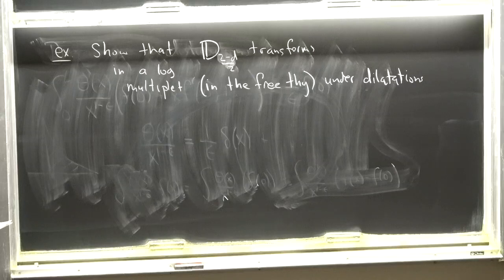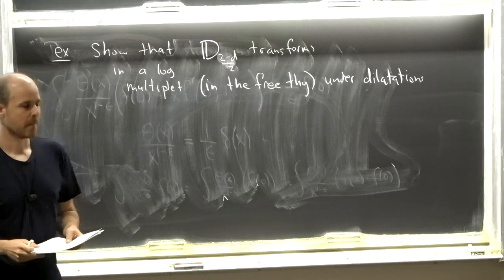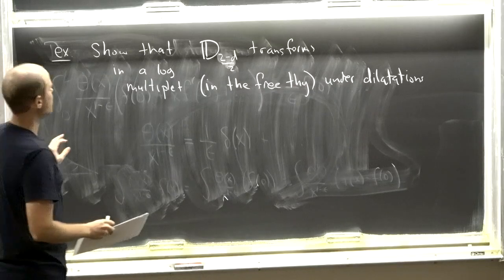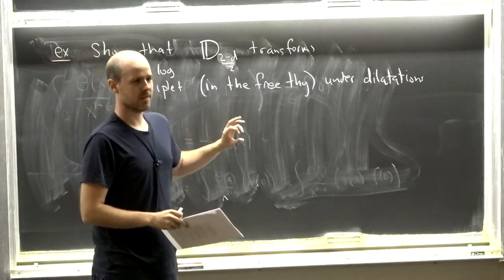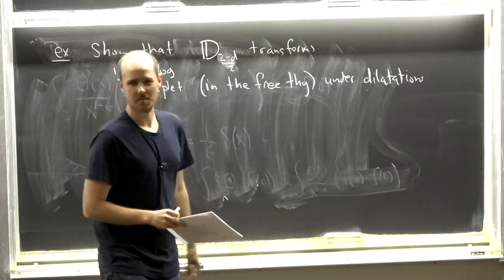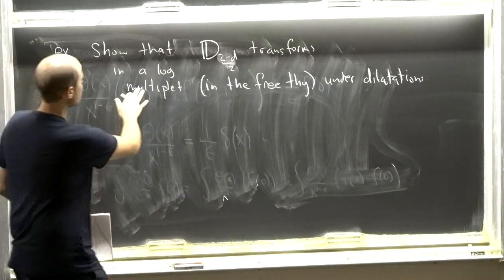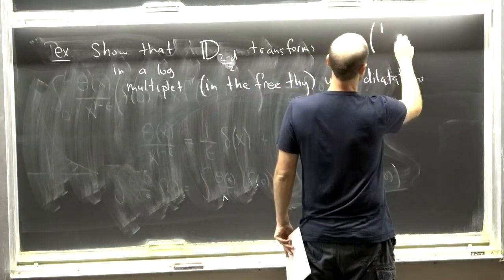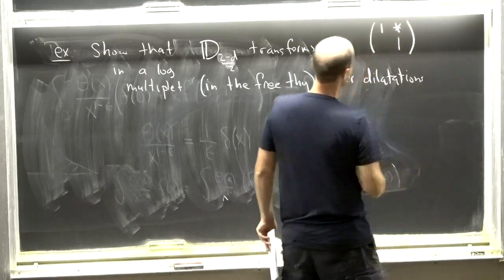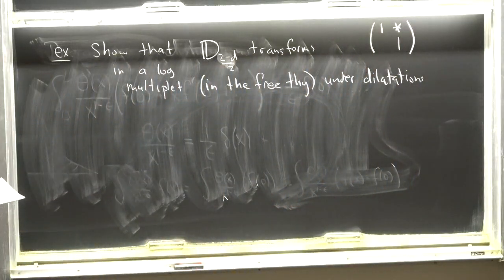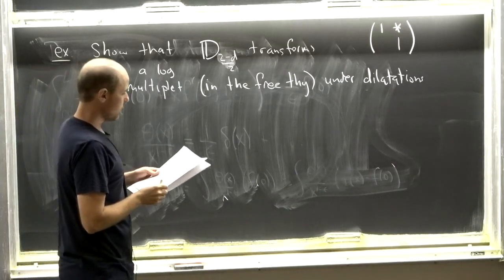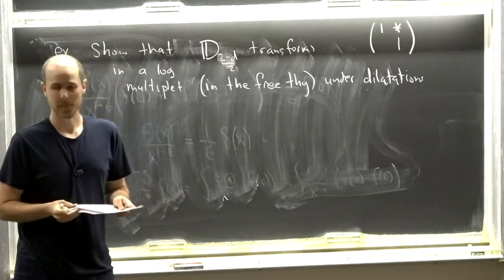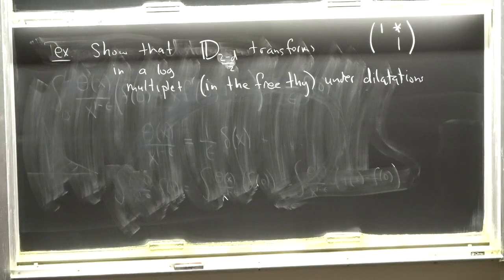There exist detectors that transform in funny log multiplets in the free theory. It won't actually be that important for us because when we turn on interactions, this log multiplet is going to split into two conventional dilatation eigenstates. What I mean by log multiplet, by the way, is that the dilatation operator acting on this thing has a non-trivial Jordan block structure. Okay, any questions? Okay.